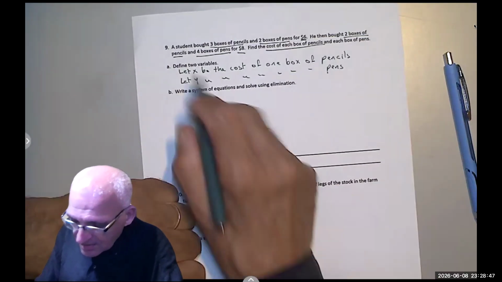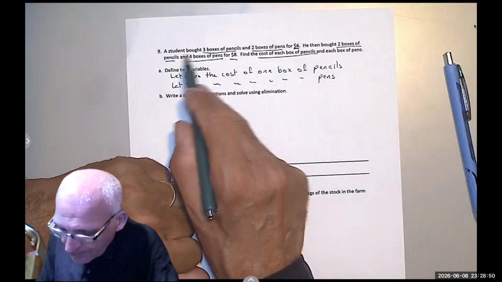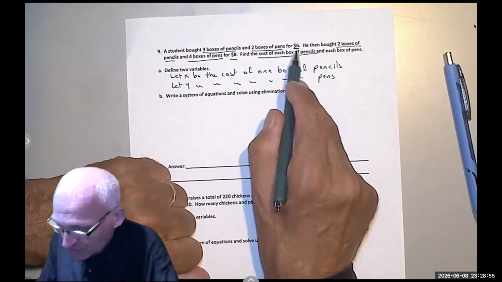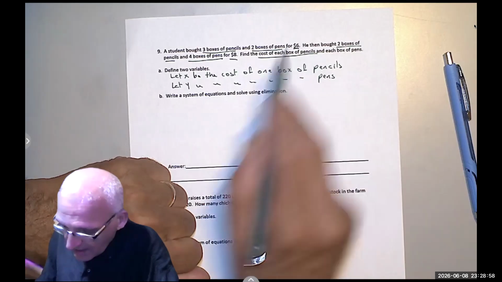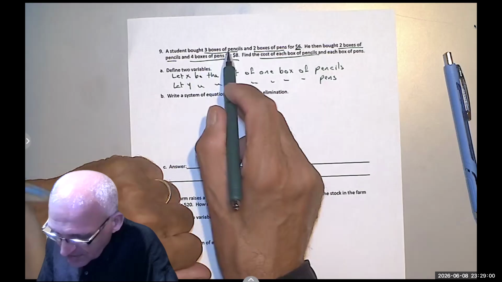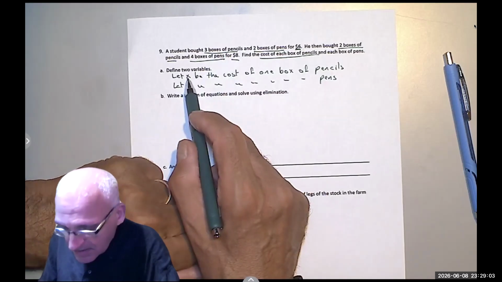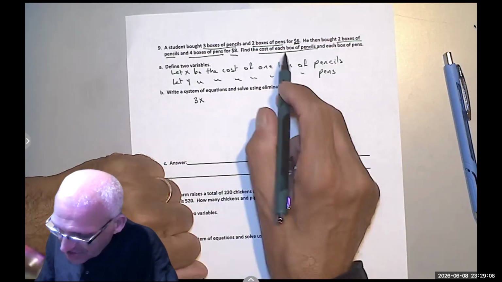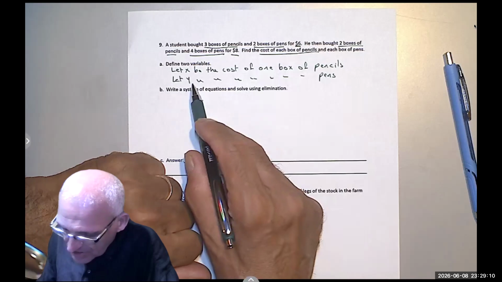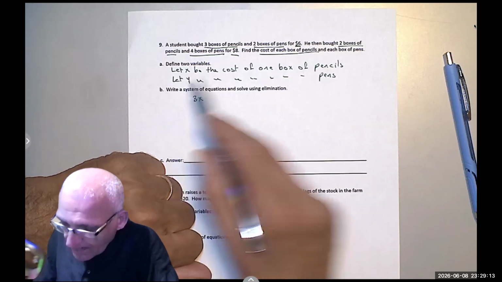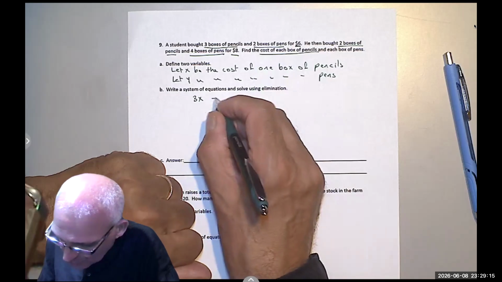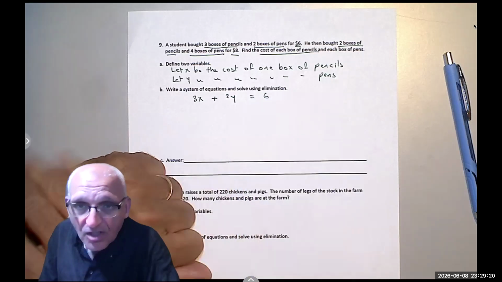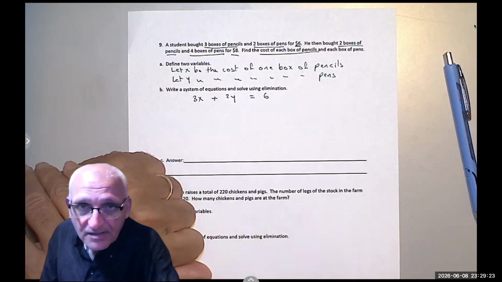So now the first sentence says, a student bought 3 boxes of pencils and 2 boxes of pens for $6. So we are talking about the cost. If each box of pencils costs X dollars, 3 of them would be 3X. And if each box of pens costs Y dollars, then 2 boxes will cost 2Y. And the total cost, they tell me, is $6. That's how you write it.